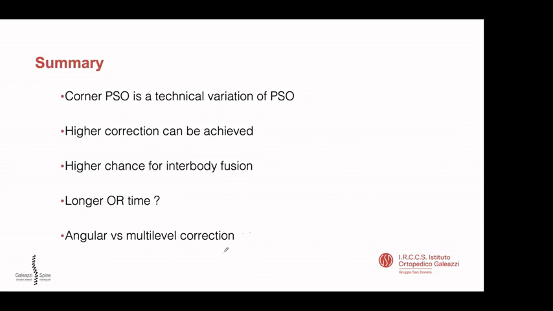And there is one feature of corner PSO, that you get angular correction versus doing a correction with osteotomies, where you get a more distributed one. I would not call it harmonic, because harmony depends on how the shape of the spine should be. So sometimes with the multi-level osteotomy, you get a harmonic shape of the lordosis. Sometimes with a multi-level osteotomy, you get an extremely disharmonic correction.